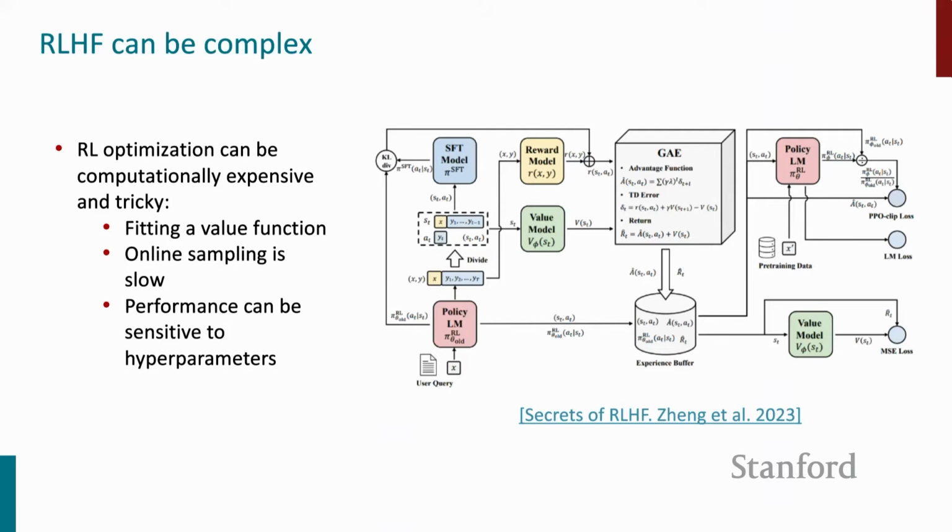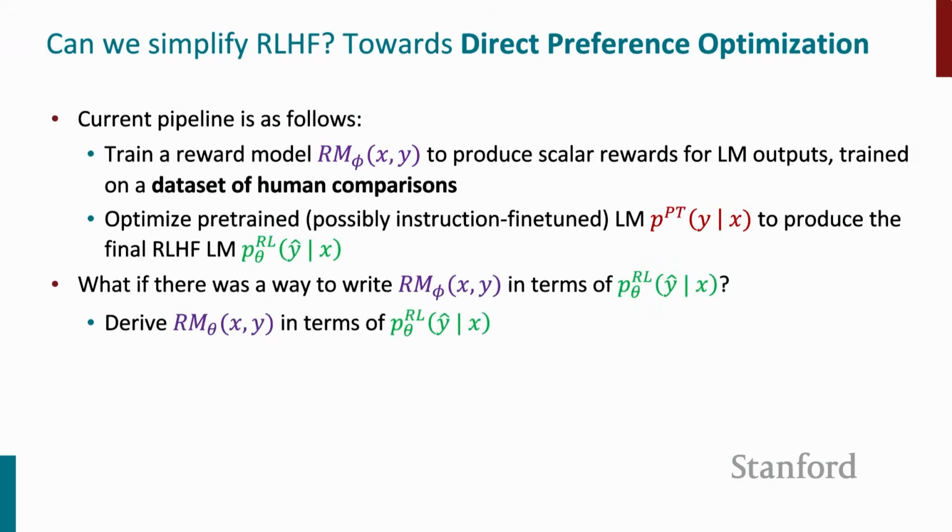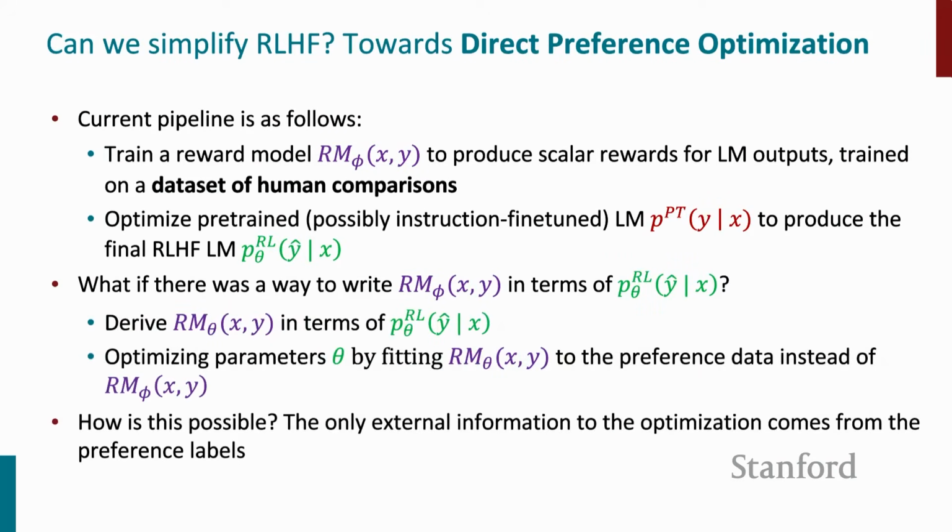So RLHF can be pretty complex, so when we were looking into direct preference optimization, our goal was: can we make this a lot simpler? As I said, there is some initial pipeline where we fit an RM, we take an instruction tuned model and produce a final RLHF model. But if you look at the whole process, we have a language model and we're collecting some preferences. Why can we not just directly train on the preference data and directly optimize the parameters of the model? Why do we have to learn this intermediate quantity like a reward model? Why can't we just directly go from preferences and optimize our language model?